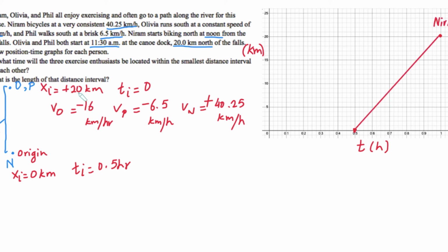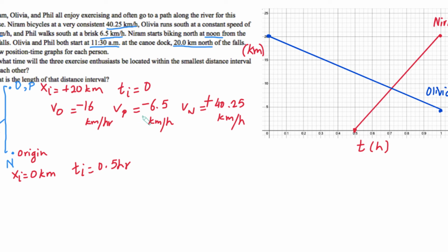Olivia's initial location is 20 km when the time is 0. So on the graph, this starting point is here. And Olivia's velocity is negative. So the slope would be negative 16 km per hour. So a drop of 16 is here along the y-axis, and for 1 hour we obtain this point. So using the initial point and the slope, we are able to obtain the second point. We join these to obtain the graph for Olivia.